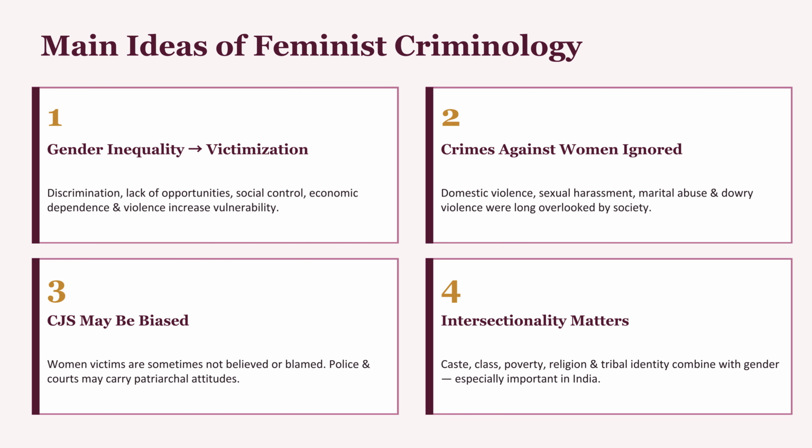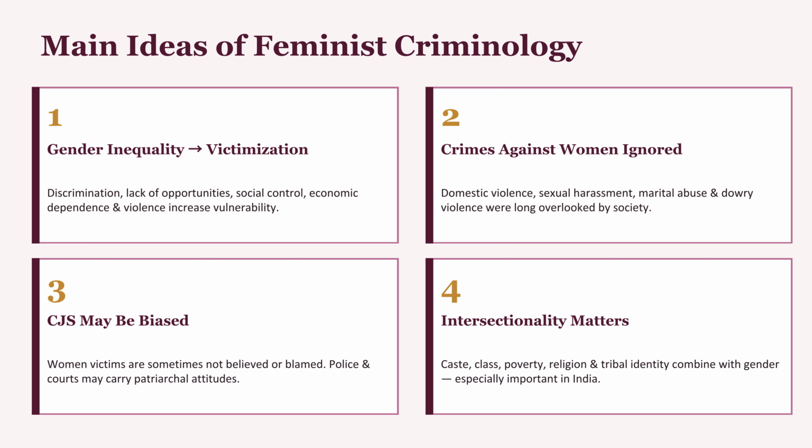The first important idea is that crime and victimization are connected with gender inequality. Women often face discrimination in education, employment, wages, mobility, and safety. Because of these inequalities, women become more vulnerable to exploitation, abuse, and violence. The second major idea is that society often ignores crime against women. For many years, domestic violence was considered a private family matter. Sexual harassment was normalized, marital rape was ignored, women's complaints were often dismissed. Feminist criminology challenged this silence and demanded recognition of women's victimization.